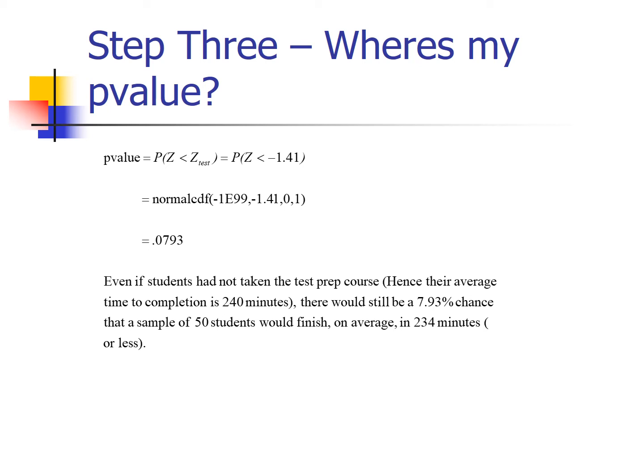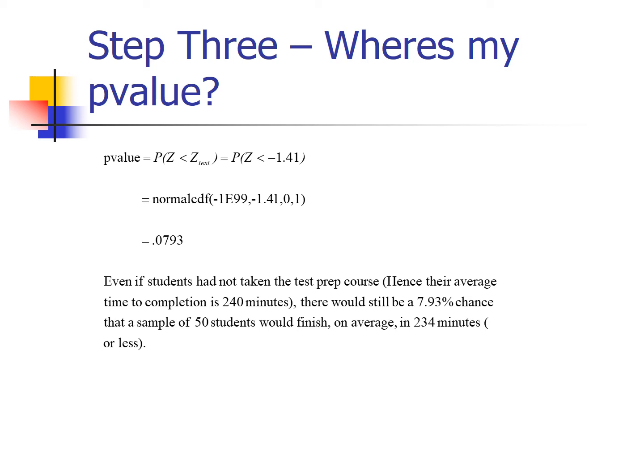Again, z is just a normal random variable, mean of 0, standard deviation of 1. So I could find that probability using normal CDF. Since it's a less than problem, I do negative 1 E99, comma, negative 1.41. If I do that, I get 0.0793. That's my p-value.